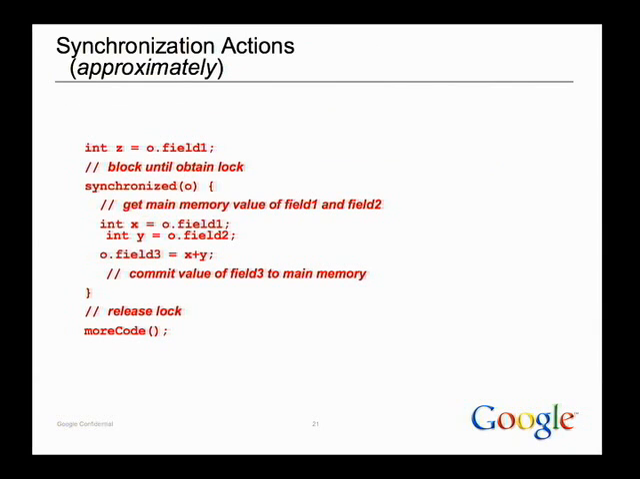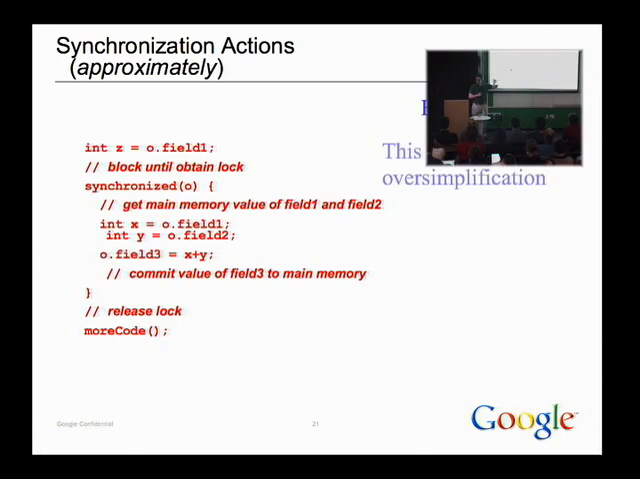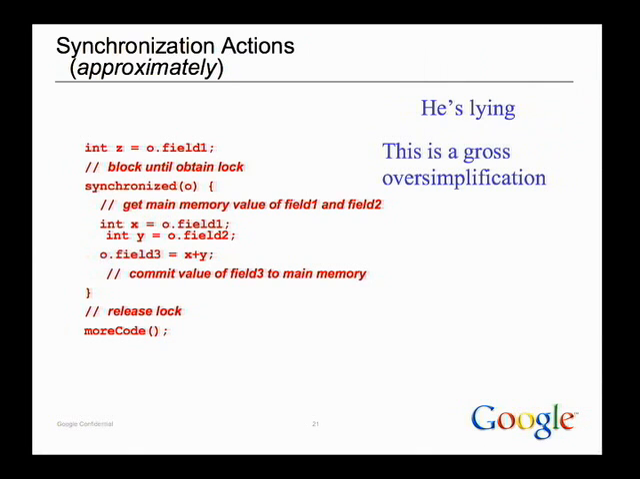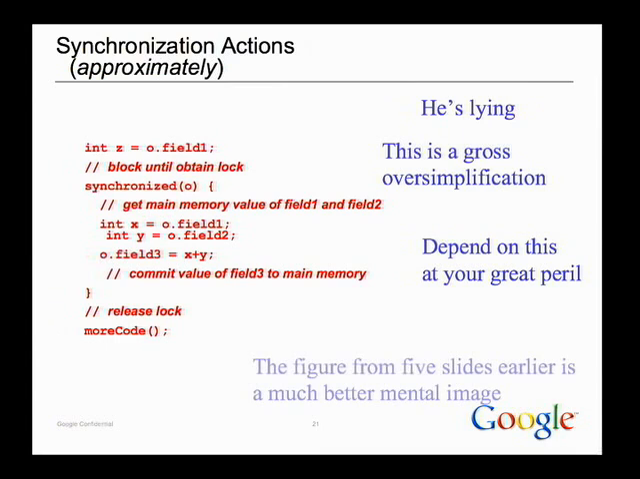So you have this program, and you encounter the synchronized block, and it will block until you obtain a lock, and then it will reconcile what's going on in memory with what's going on in your cache. At the end of the synchronized block, it will push the values you have in your cache out to memory, and then it will release the lock. And that's actually what happens.